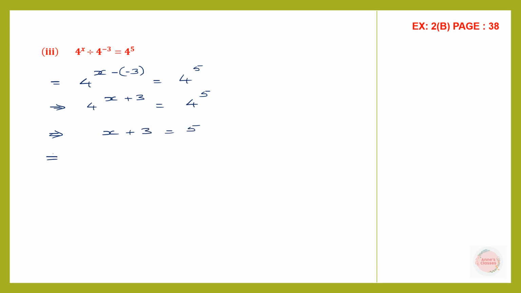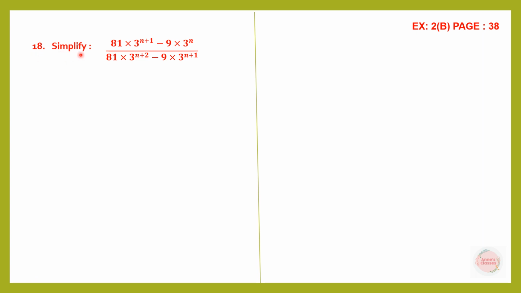Now we can find the value of x. We can say x is equal to 5 and we'll transpose this to the other side. It becomes minus 3. So now the value of x is equal to 2. 5 minus 3 is 2 and this is our answer.